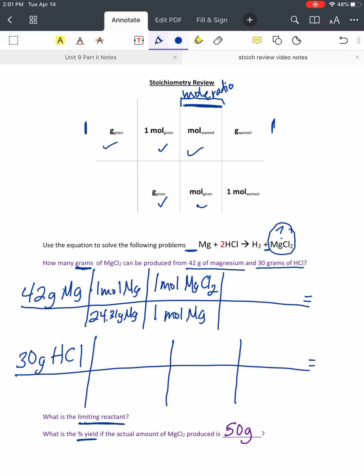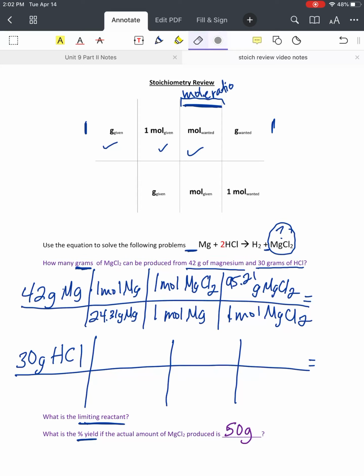Now if I wanna go from moles to grams, again, this is where my molar mass comes in. So I have my 1 mole of magnesium chloride on the bottom. How am I gonna find how many grams of magnesium chloride there are? I'm gonna look at my periodic table and add it up. So 24.3 for my magnesium, and then 35.45 for my chlorine, but I have 2 of those, so I have to add that twice. So I end up with 95.21 grams.